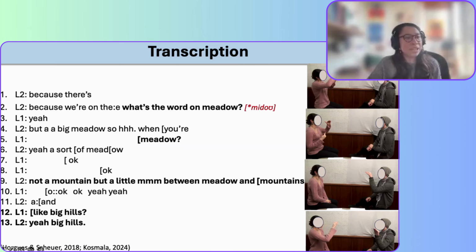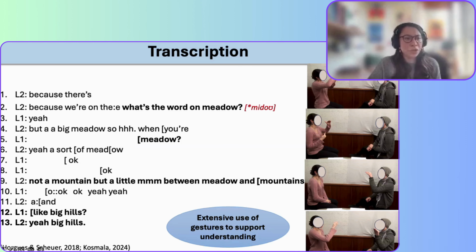And then when he gets to common understanding, he also repeats this kind of hill-like gesture, right, that represents the hills, saying like big hills, and yes, the gesture is repeated afterwards by the L2 speaker. And so you see how you have this extensive use of gestures throughout this exchange to support mutual understanding. And that's something that's going to be the main topic of this talk, the use of gestures among other articulators. But for now, let's start with gestures.